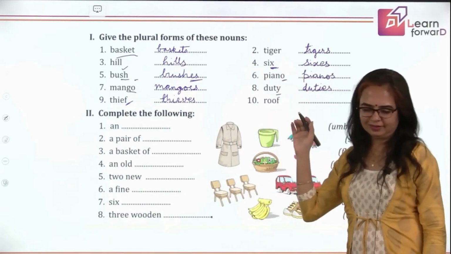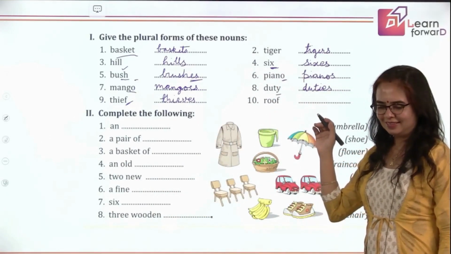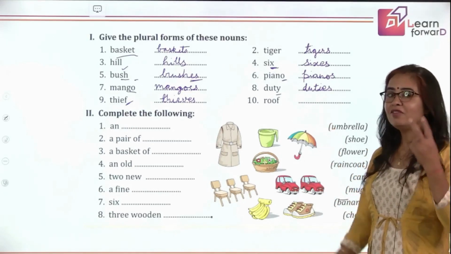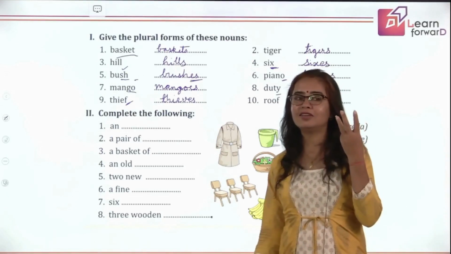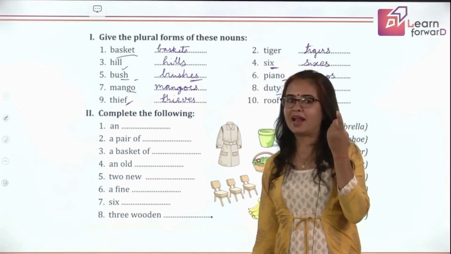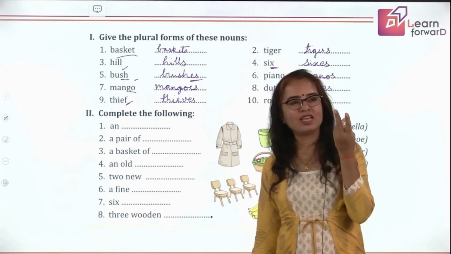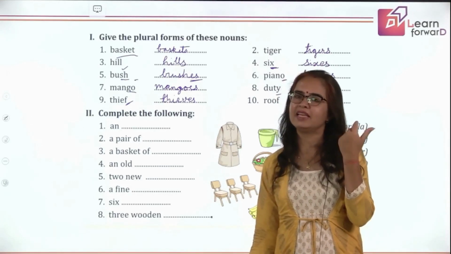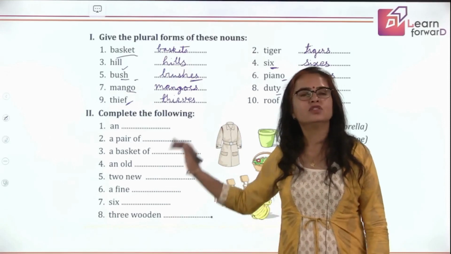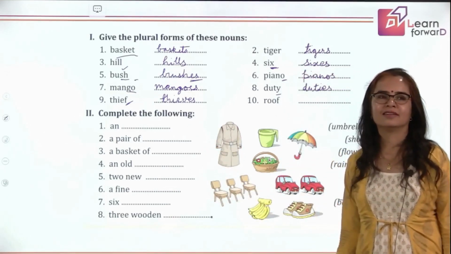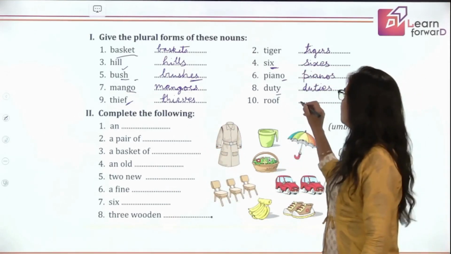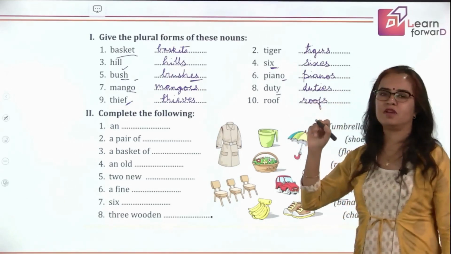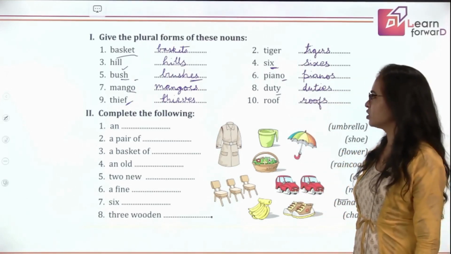Roof. There we have learned two rules, rather three. To some we'll be adding S, to some we'll be adding VES, and we learned two words where we can add either S or VES. So which list is this? Good. So it will be S only. It is roofs. Only S will be added. Very good. Let's keep it up.